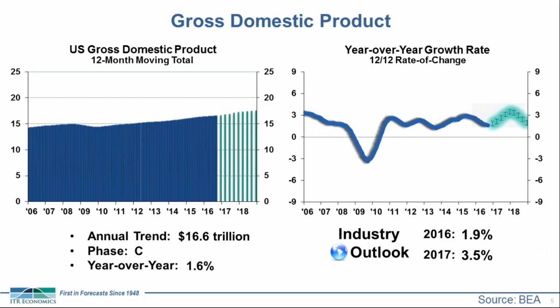On the left, you can see our data trends, our 12-month moving total for U.S. GDP. You can see that it's generally rising and has been doing so since about 2009, in the advent of the recovery from the 2008 financial crisis resulting recession. You can see on the right the year-over-year growth rate. It's currently in phase C, slower growth, up about 1.6% year-over-year, which is a marginally lackluster growth rate. It is nothing to panic about.